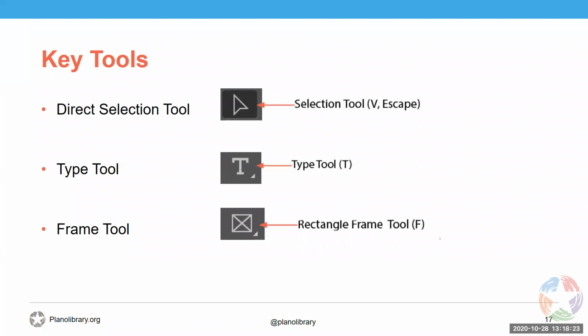So the three main tools we will be using in today's class will be the direct selection tool, also known as the black arrow. You can select this on your keyboard with V, and you can escape other tools to go back to your arrow with the escape key. The type tool, also accessible with T, and the frame tool, also known as the rectangle frame tool, accessible with the keyboard shortcut F.